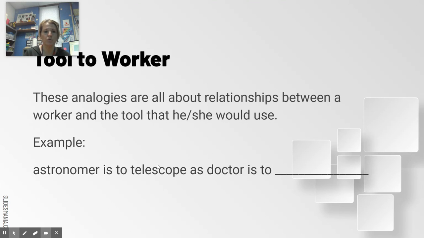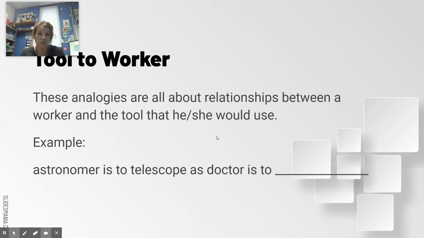We have tool to worker. And these analogies are all about the relationships between a worker and the tool that he or she would use. So for an example, I gave you astronomer. That's someone who studies the stars. They're going to use a telescope. That's their tool. What would a doctor's tool be?